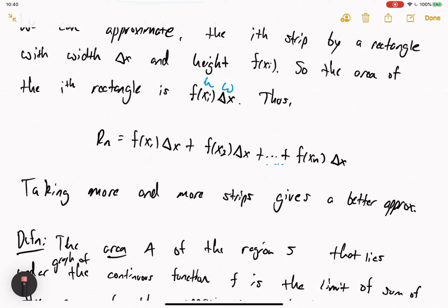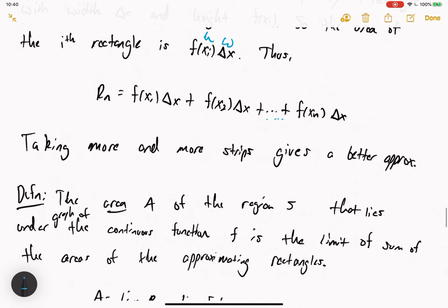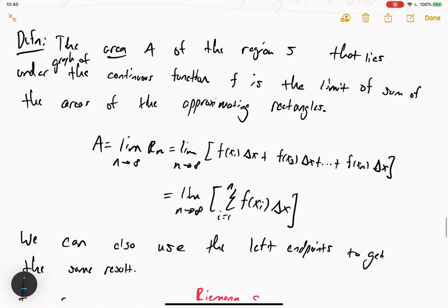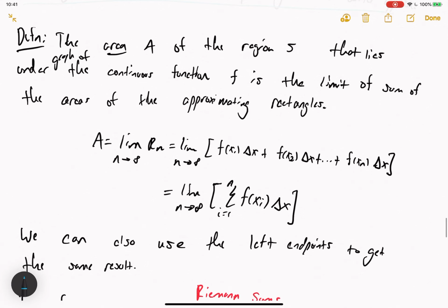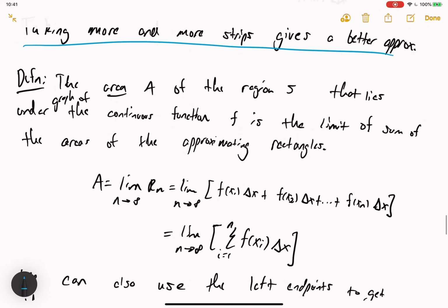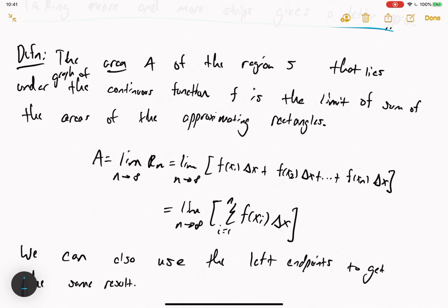And based off our intuition, and this can also be proven, when we take more and more strips, we get better and better approximations. So what does that mean in terms of the actual problem? Well, let's actually talk about it in terms of the definition.